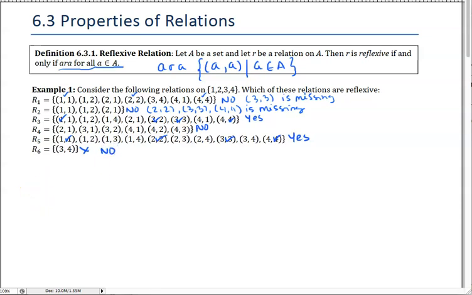Thus, a reflexive relation is one where, if you have an element in the set, the coordinate points of this form must all be in the relation. If only some of them are there, not all of them, then it's not a reflexive relation.